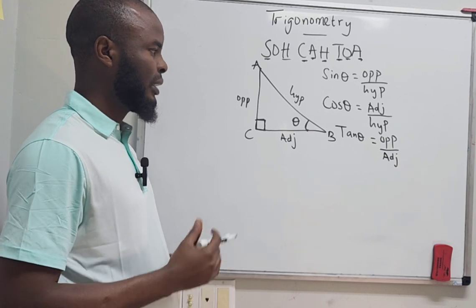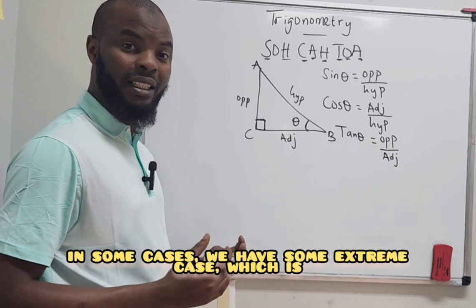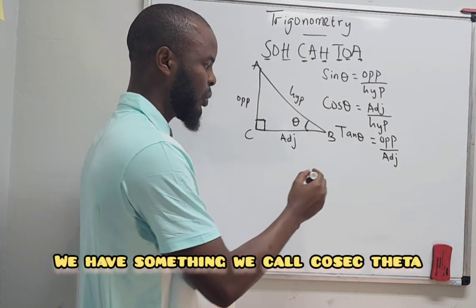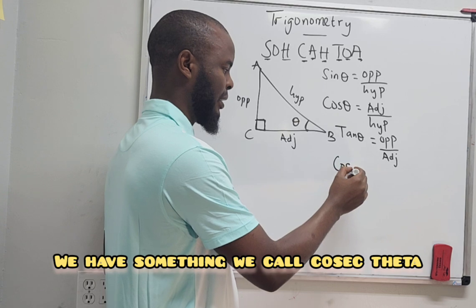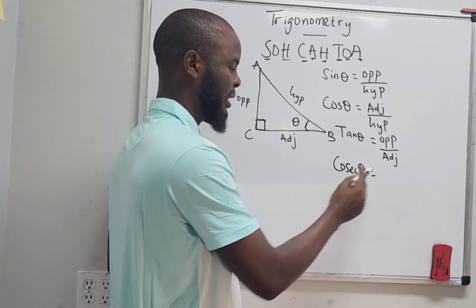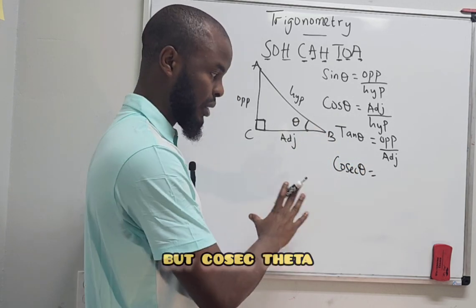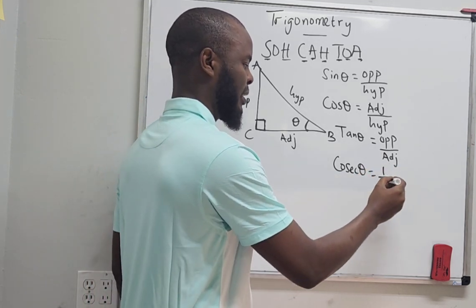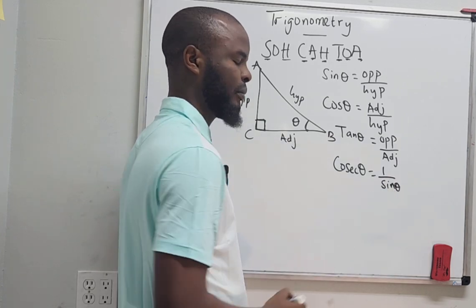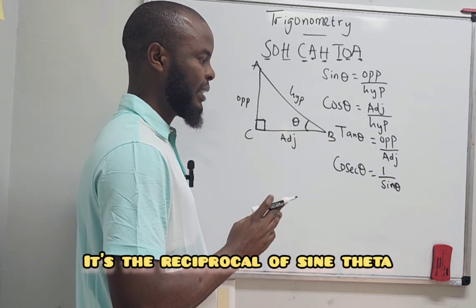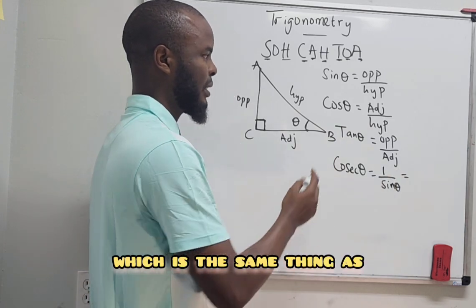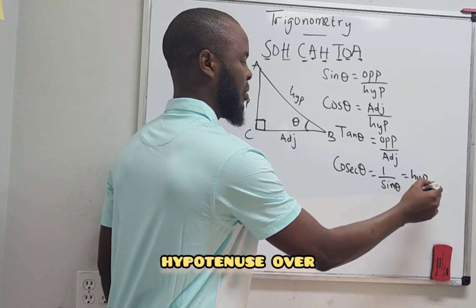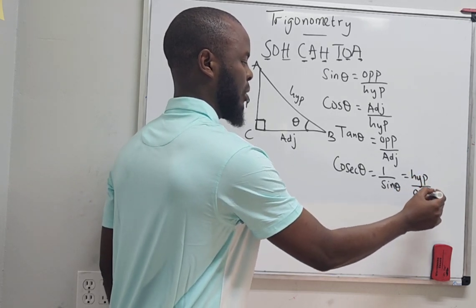Now, in some cases, we have some extreme cases, which let me proceed by explaining too. We have something we call cosec theta. In Nigeria, we call it cosec, some call it cosecant, but cosec theta is the same thing as 1 over sine theta. It's the reciprocal of sine theta, which is going to be hypotenuse over opposite.